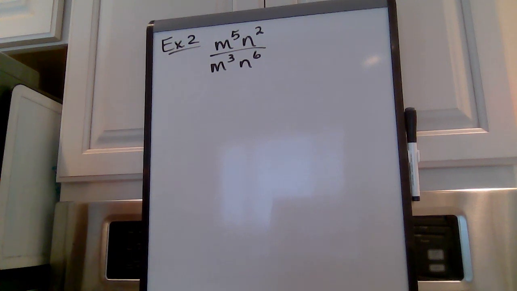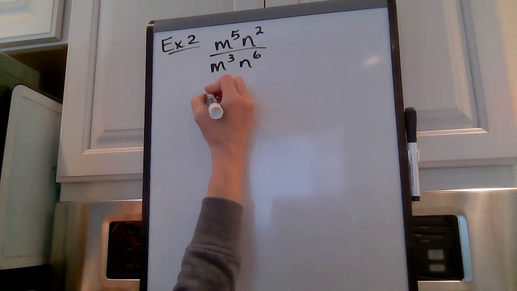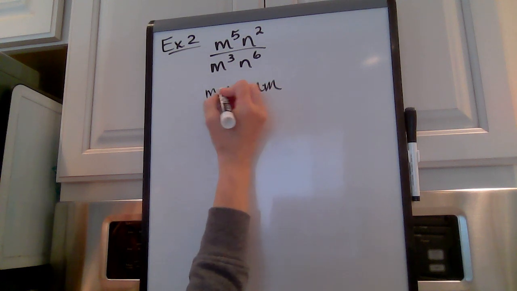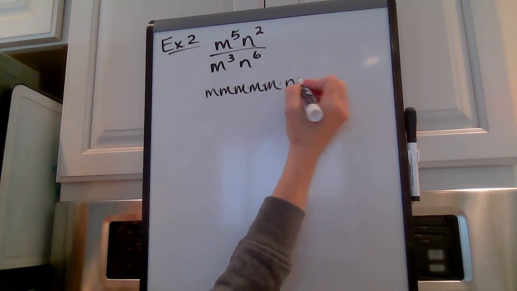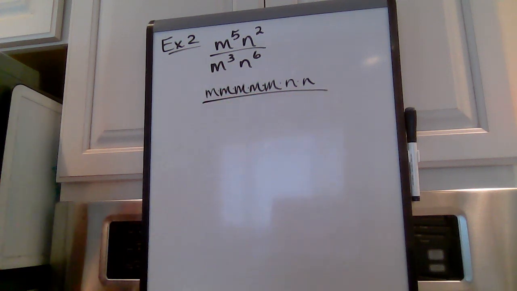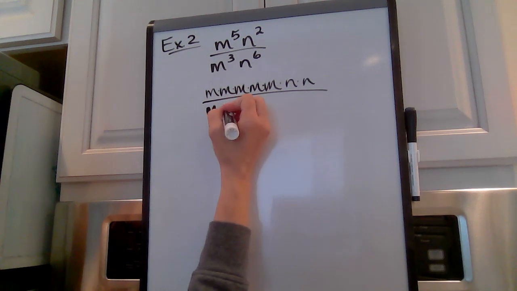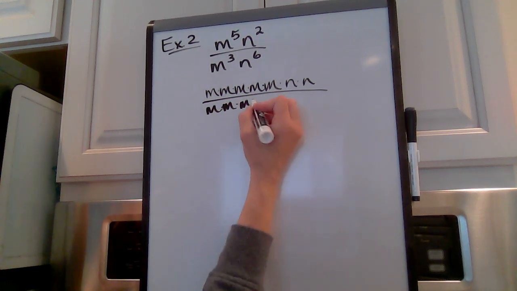Okay, so moving on to example 2. Now in our numerator, we have m to the 5th, n to the 2nd, and in the denominator, we have m to the 3rd, n to the 6th. And you want to focus on the variables separately. So we'll look at the m's first. If we were to write it out the long way, we'd have m being multiplied by itself 5 times in our numerator, and n multiplied by itself twice. In the denominator, we have m to the 3rd and n to the 6th.